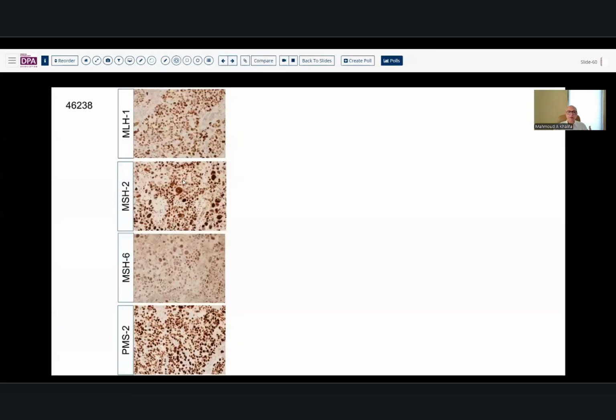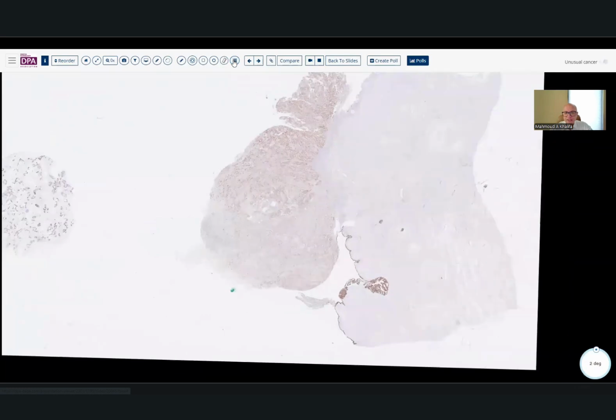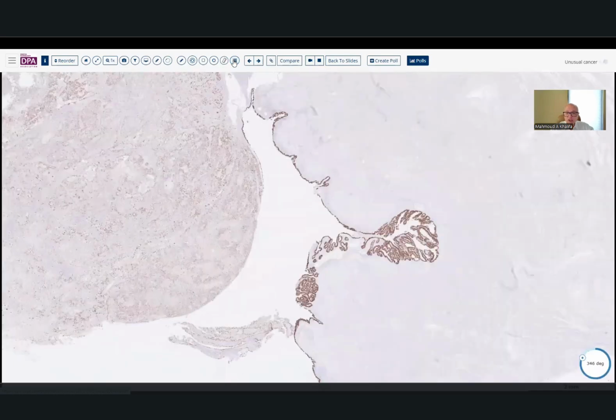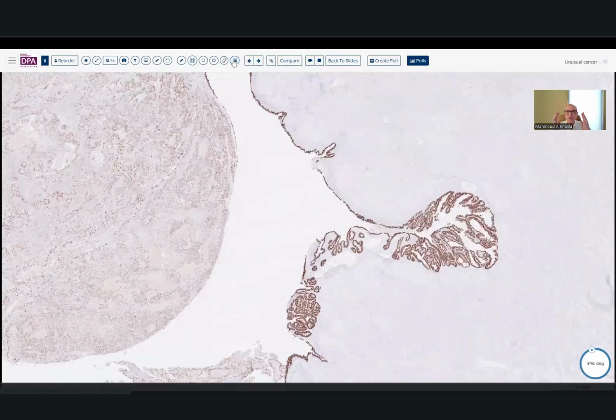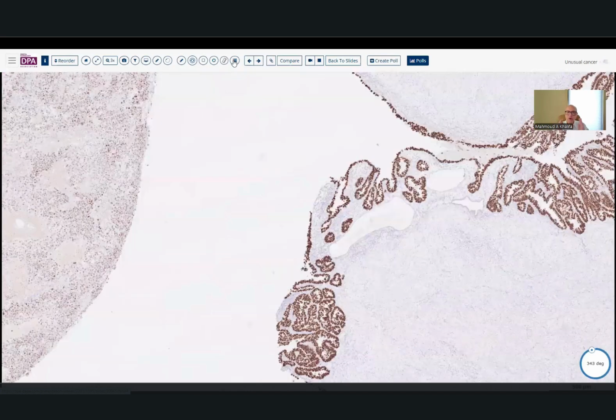MMR, all MMR proteins are intact. So this is an intact profile, but look at P53. In the in situ component, all cells are positive. This is how you want your P53 to be abnormal. So we only call P53 abnormal or positive when all cells, or at least more than 90% of cells, are positive, as in this case.